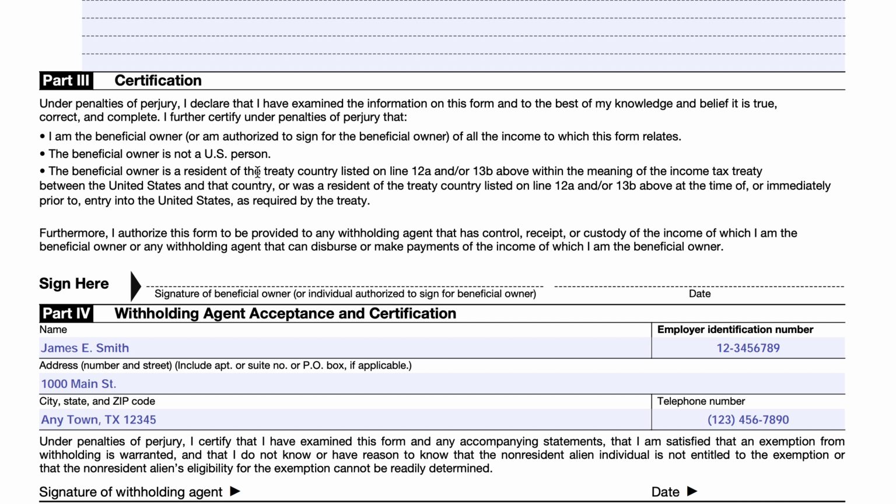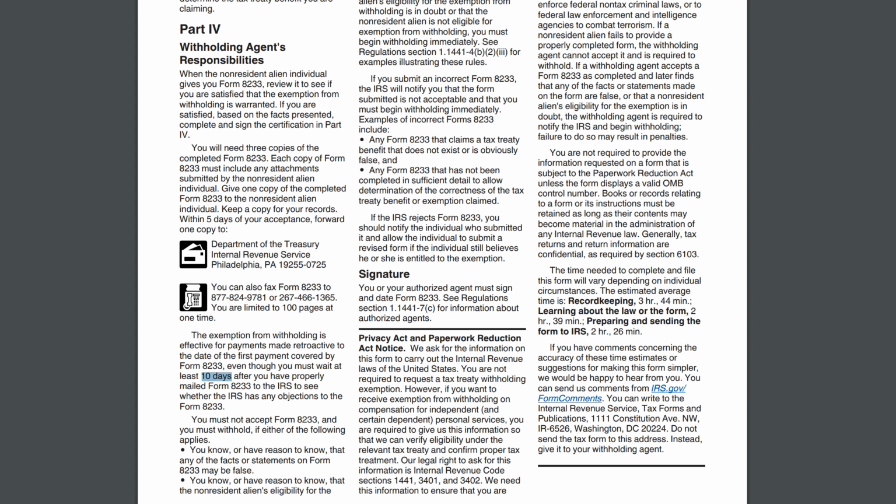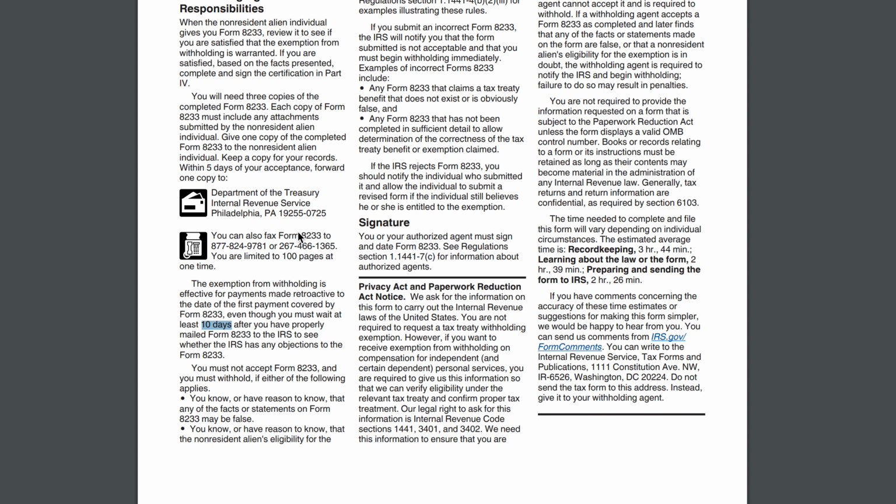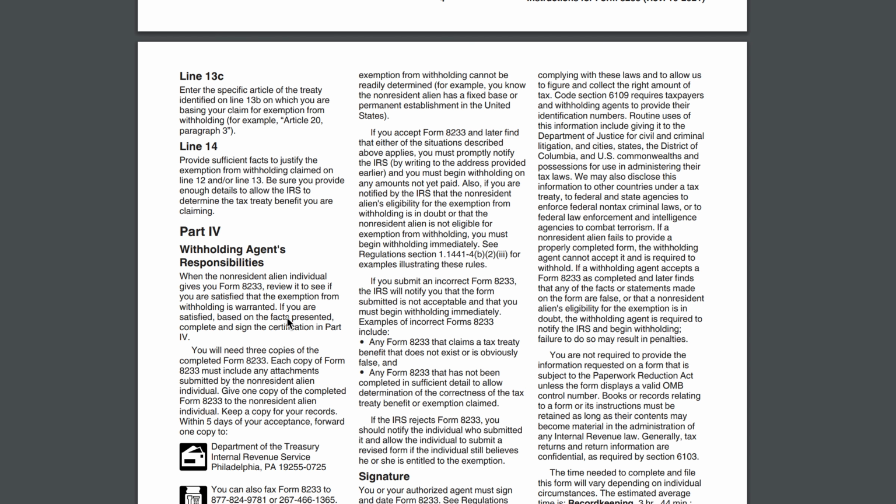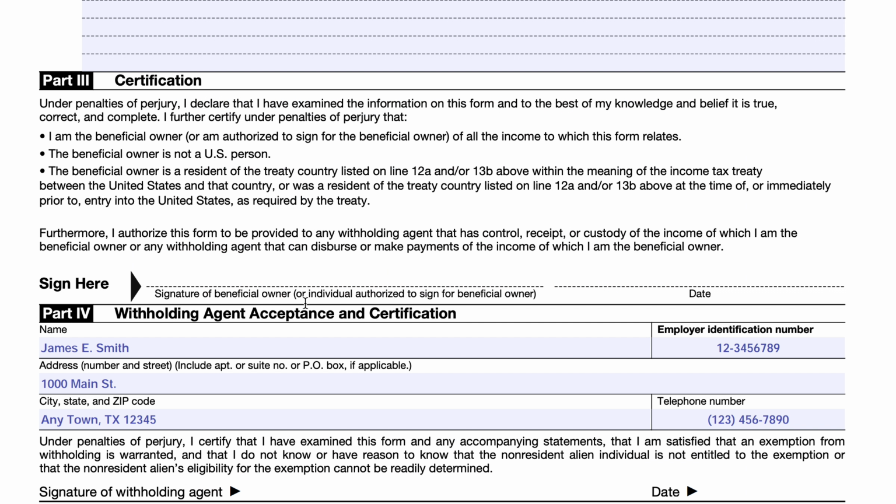So the IRS does need to weigh in. If after 10 days you have not heard from the IRS, then you should be able to assume that this is accepted and that you can avoid withholding. And then obviously you have to not accept the form if you know that some of these facts are incorrect or if the treaty is incorrect. So the withholding agent has a responsibility in terms of due diligence to make sure that this is acceptable information.